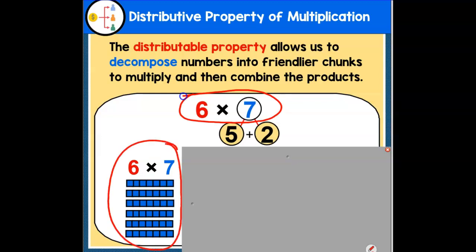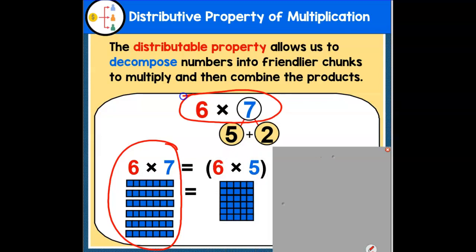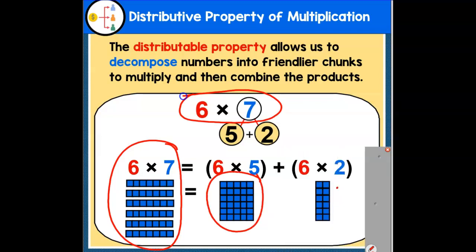But if I look at that, 7 and 6 are usually factors that people struggle with. But I'm going to decompose my 7, so I'm still going to have 6 groups, but now I'm going to have 6 groups of 5 first. And then I'm still going to do my 6 groups, but I'm going to have 6 groups of 2. So I'm taking my 6 and I'm distributing it to both the 5 and the 2 since I broke them apart or decomposed them. So when I look at that, I still get the same product because if I did this part, 6 times 5 would be 30, and 6 times 2 doubled is 12.